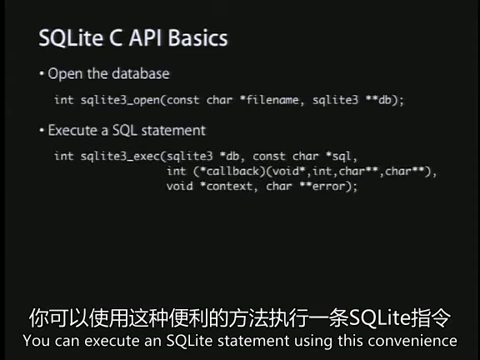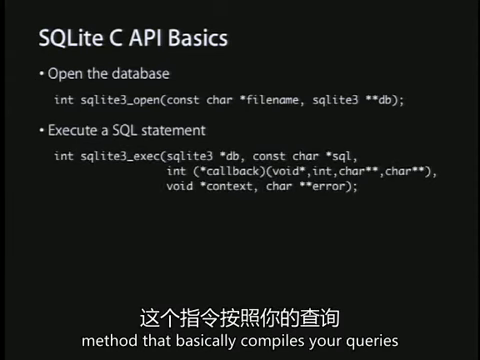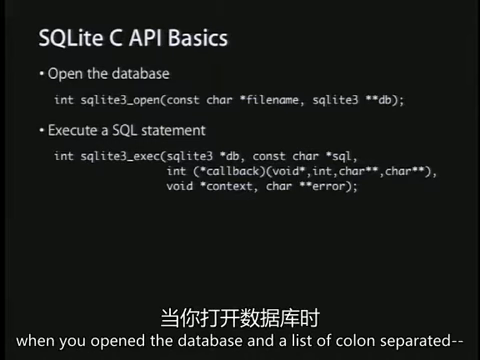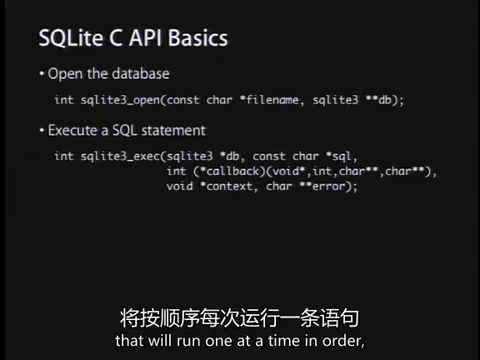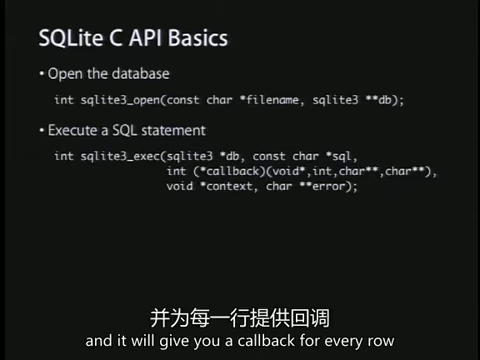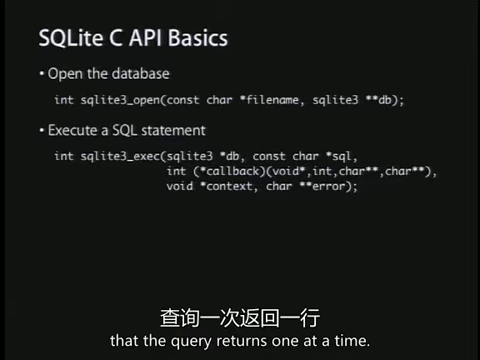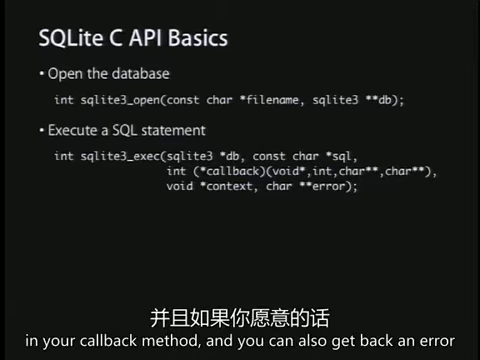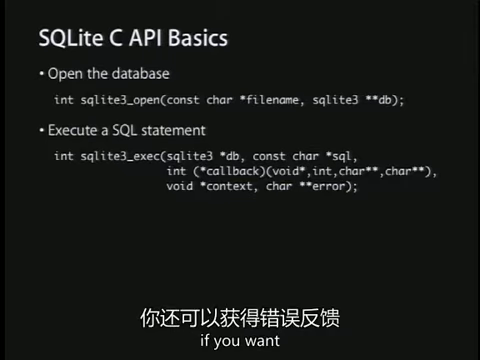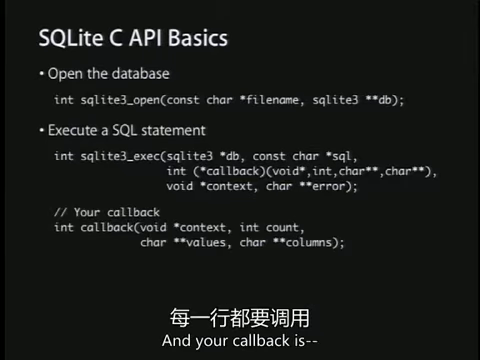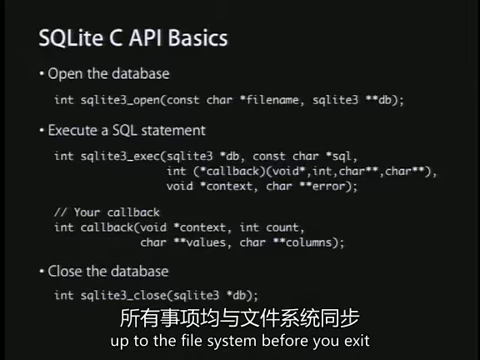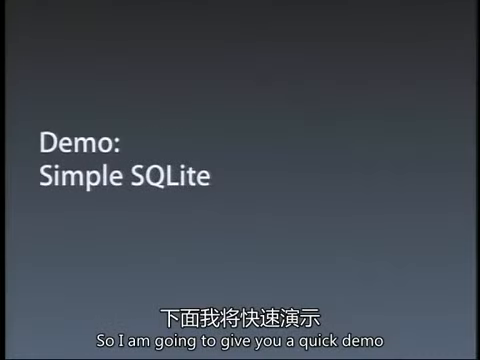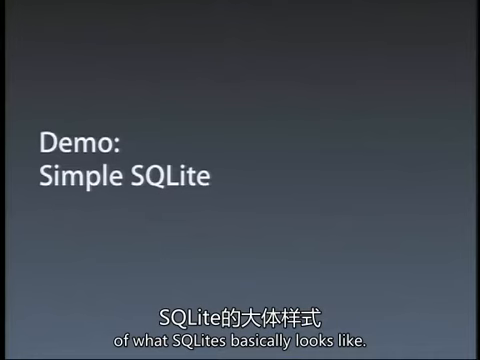And then you can execute an SQLite statement using this convenience method that basically compiles your queries and runs them for you. You pass it the database that you created when you opened the database, and a list of semicolon-separated SQL statements that it will run one at a time in order, and it will give you a callback for every row that the query returns, one at a time. And you can pass it a context, which you get in your callback method, and you can also get back an error if you want. And your callback is the method that's called on every row. And then you close the database to make sure everything is synchronized out to the file system before you exit. So I'm going to give you a quick demo of what SQLite basically looks like.